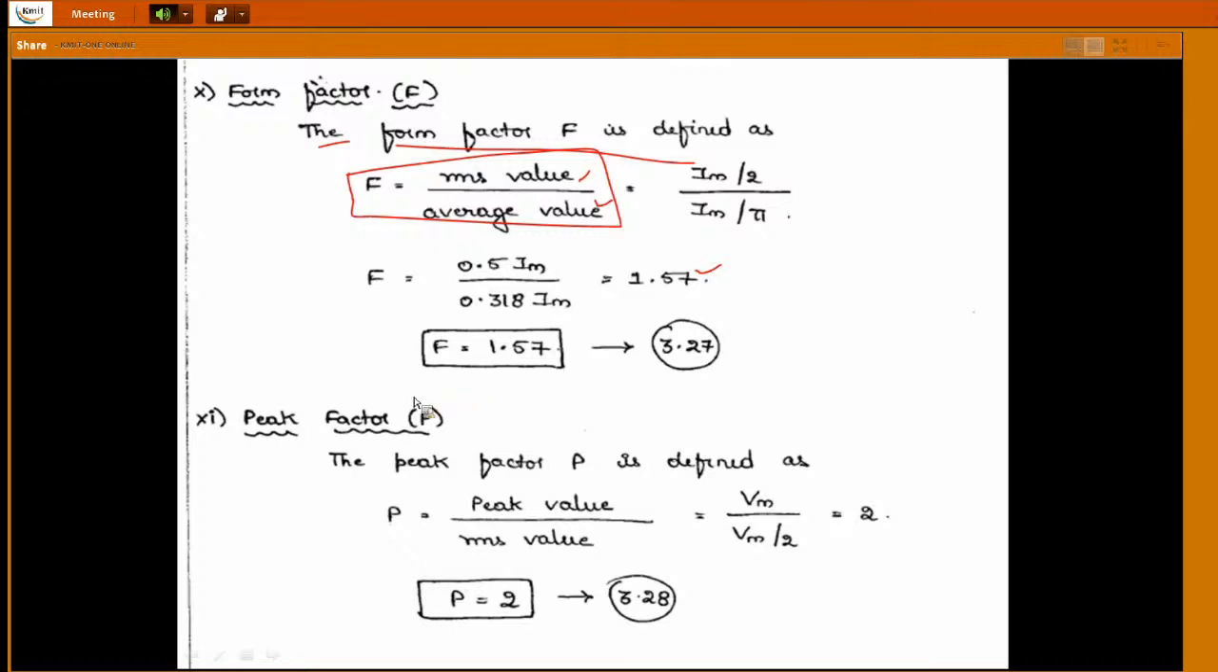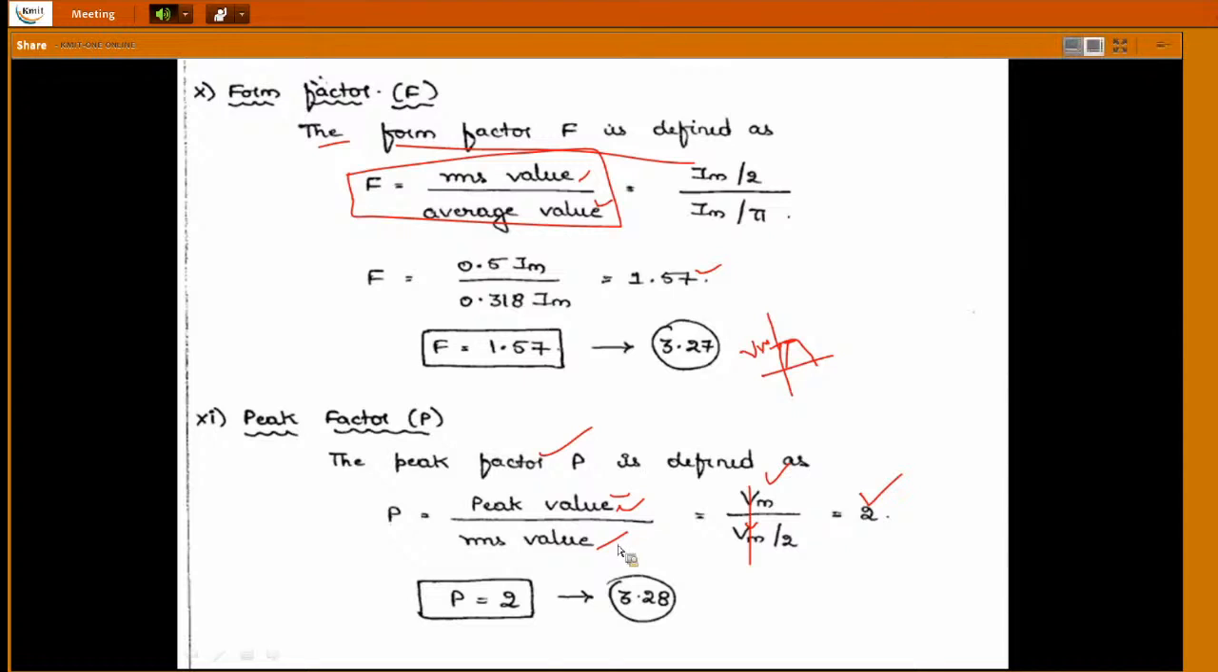Now, what is a peak factor? The peak factor is defined as peak value to the RMS value. What is a peak value? For the output waveform at the output of the rectifier, this peak value is Vm only. The RMS value is Vm by 2, so Vm will be cancelled. The peak factor is 2. Now how to define the peak factor? Peak factor is defined as the peak value to the RMS value.